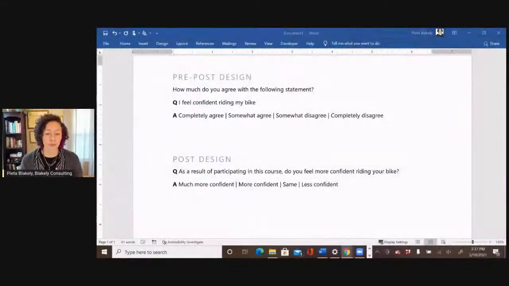Or said that they had increased. Now, if I went with the post-only design, then I would just simply say how many people said that they were more confident as a result. In marketing and some other fields, it's very common to talk about a top 2, displaying our top 2, which in this case would be completely agree or somewhat agree, right? So I might say, 80% either completely agreed or somewhat agreed with the sentence that they were more confident after taking the class.